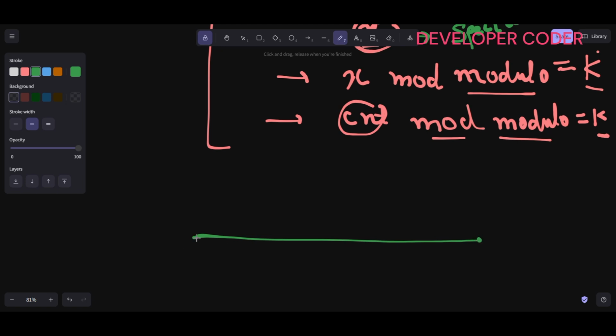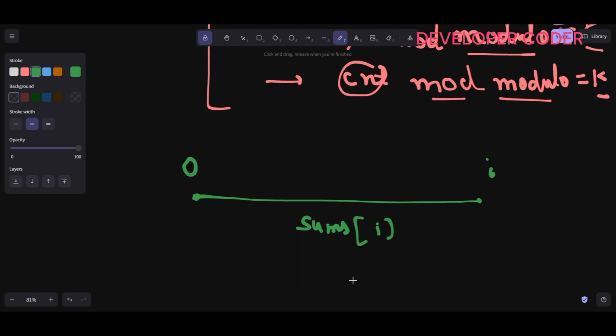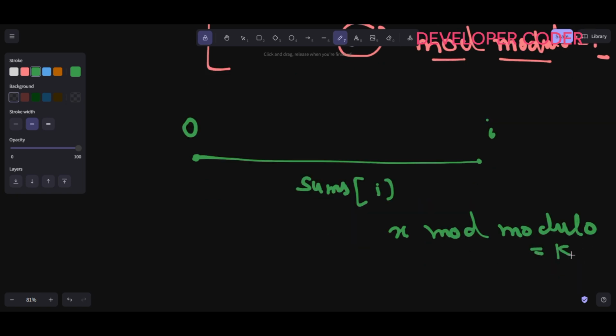Okay, so let's suppose this is my nums array, from 0 to i. Here sums of i is nothing but the number of special elements that satisfies x mod modulo. Here we are going to get deep inside some mathematical concepts, so that's why I'm writing here: which satisfies x mod modulo equal to k in the array nums starting from 0 to i.